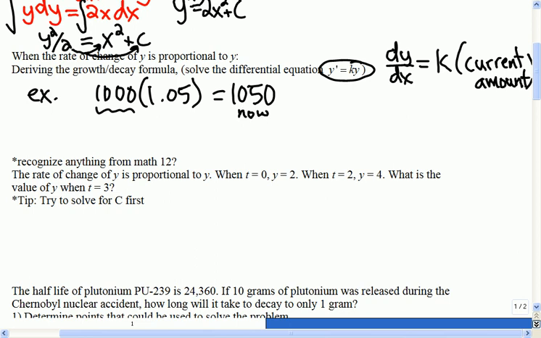Right? And we could do this quarterly. We could do this semi-annually. And in calculus, we're looking at it continuously. So that's what we're going to find here, the continuous growth formula for Math 12. So what I'm going to do is show you where it comes from. It's solving the differential equation that I had.